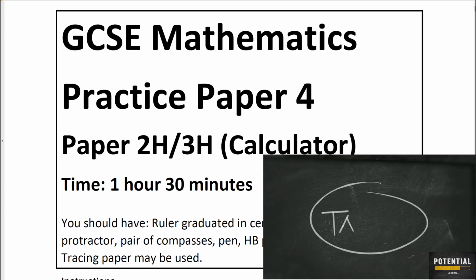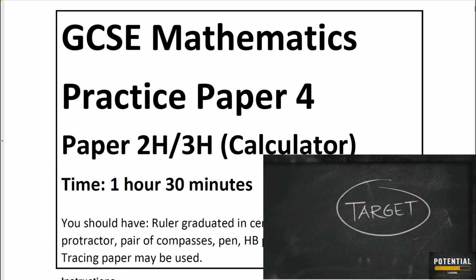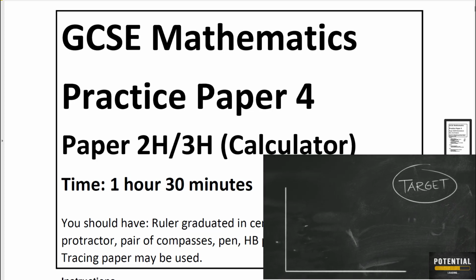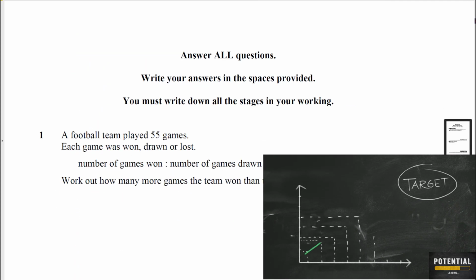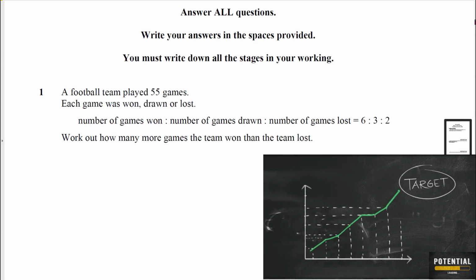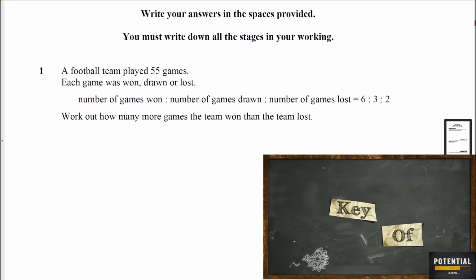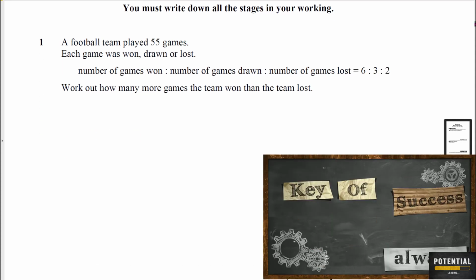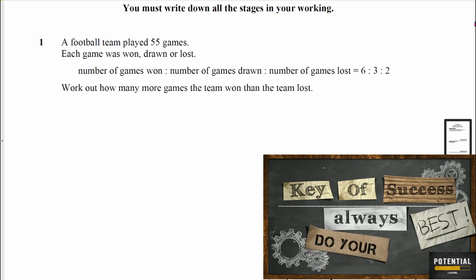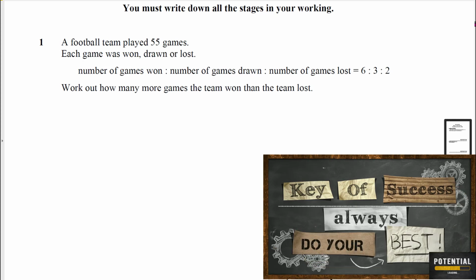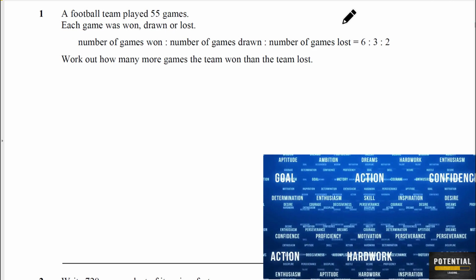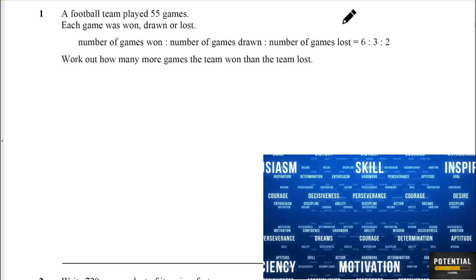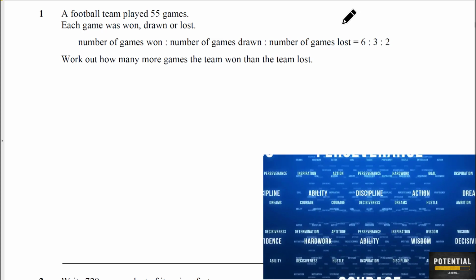Okay class, this is practice paper 4 in preparation for your assessments. Now hopefully you're getting really good at key skills and hitting up all those banker marks to get your 6. Key point, you must write all stages in your working. So this is a 3 marker, you want 3 marks and 3 lines of working.